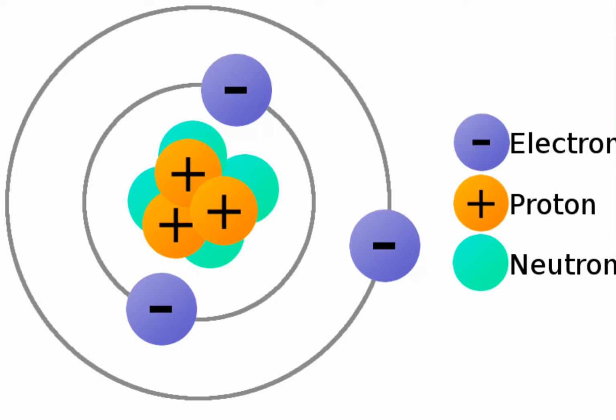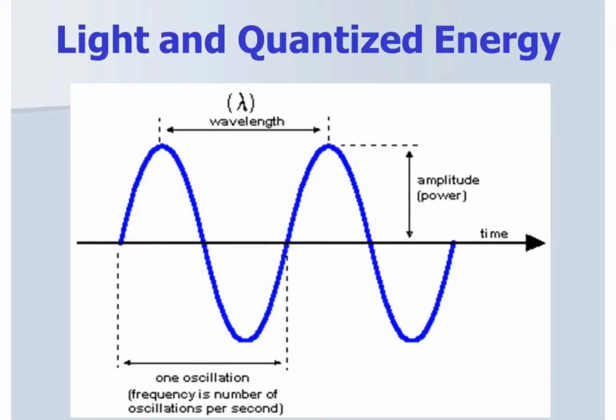Chapter 5, Electrons in Atoms. What is the quantum theory and what does it have to do with the atom? During electromagnetic radiation, the energy increases when the frequency increases.